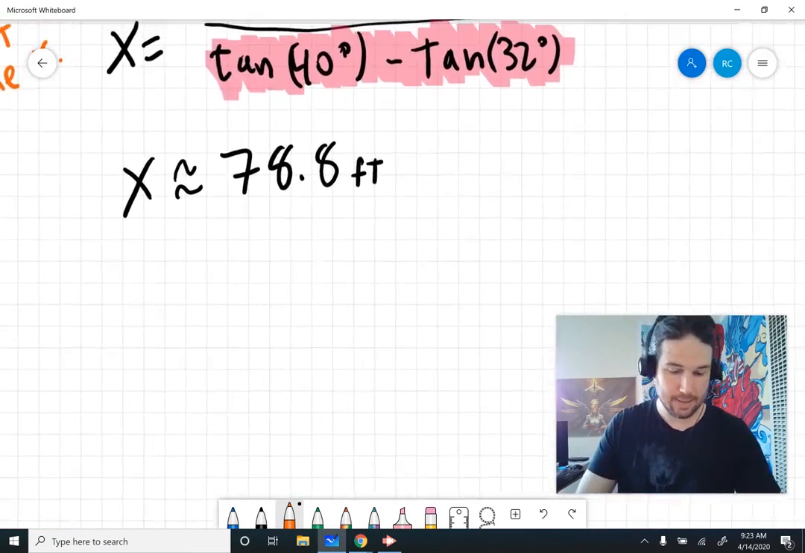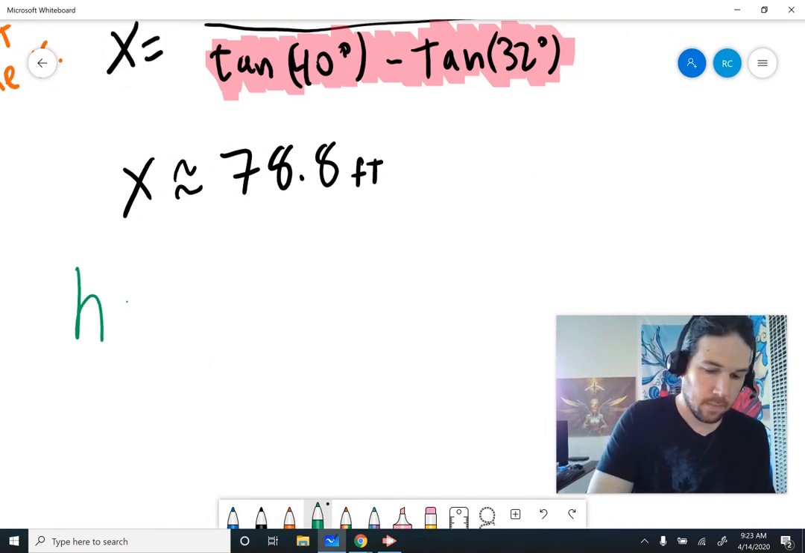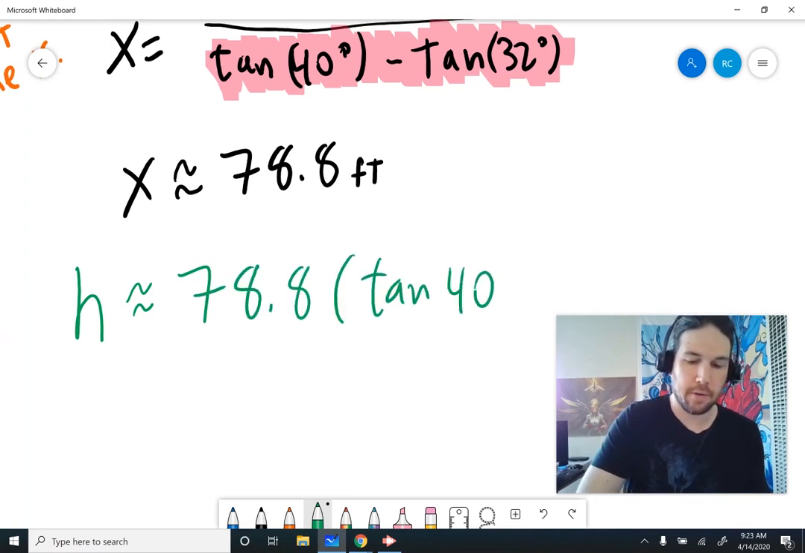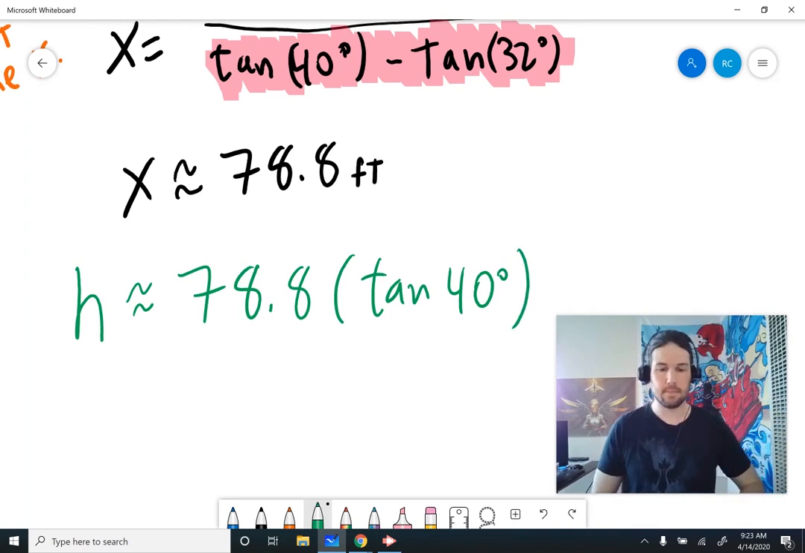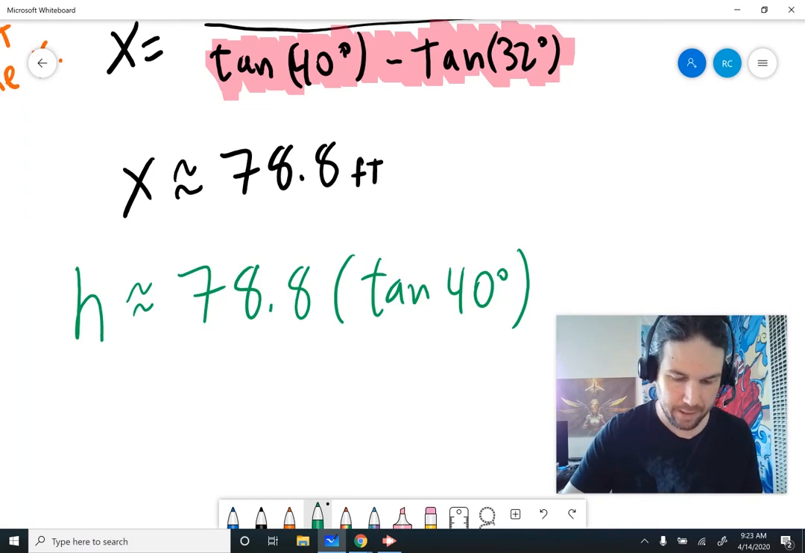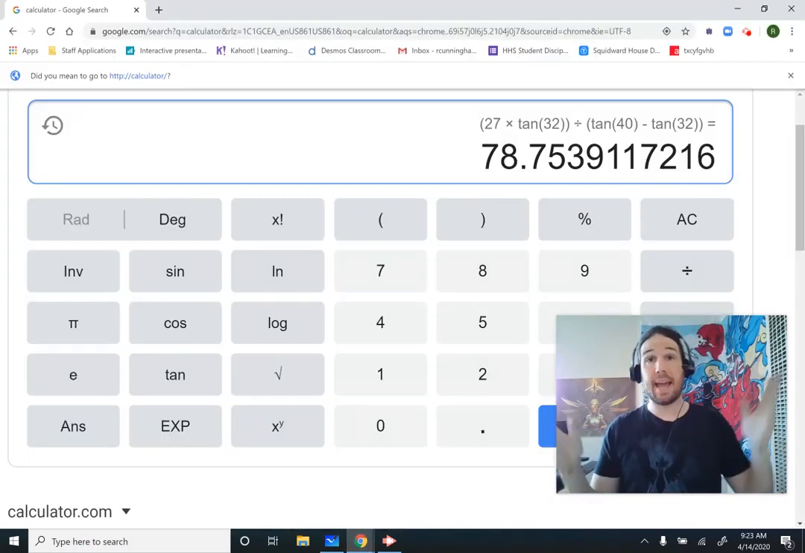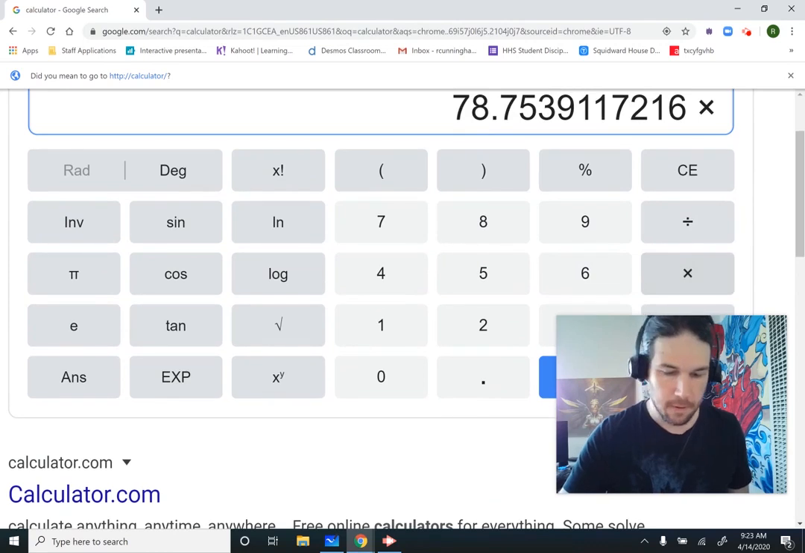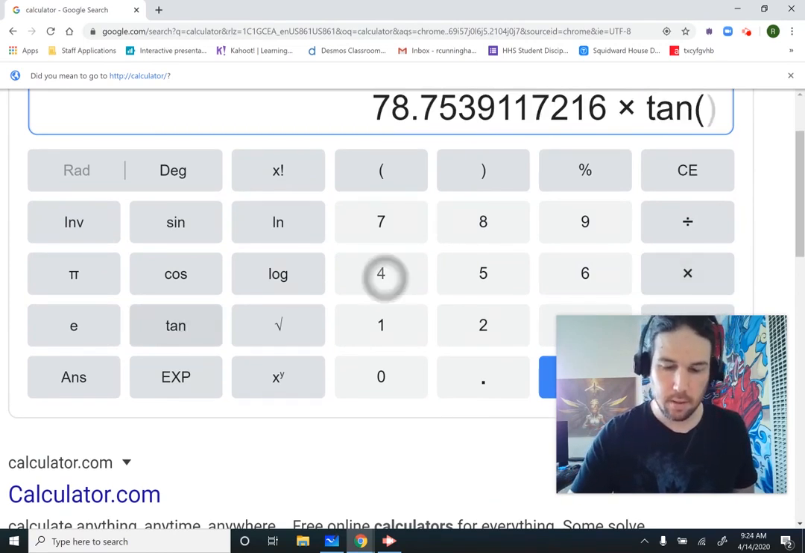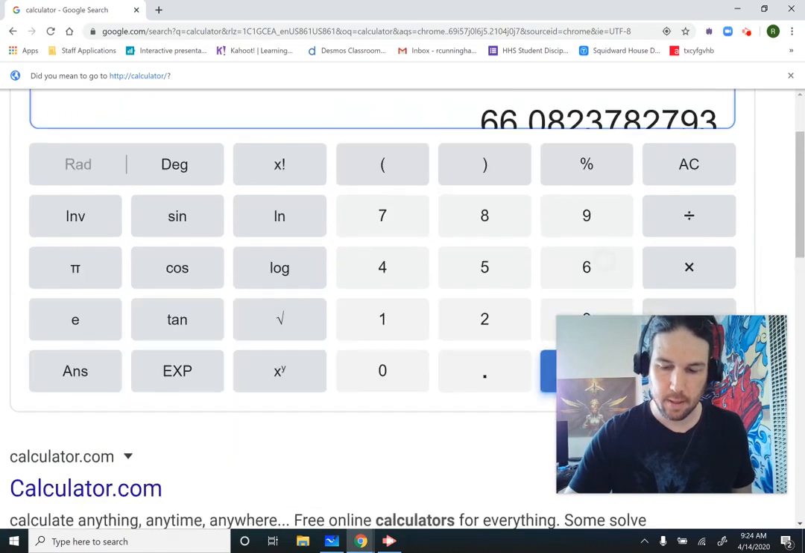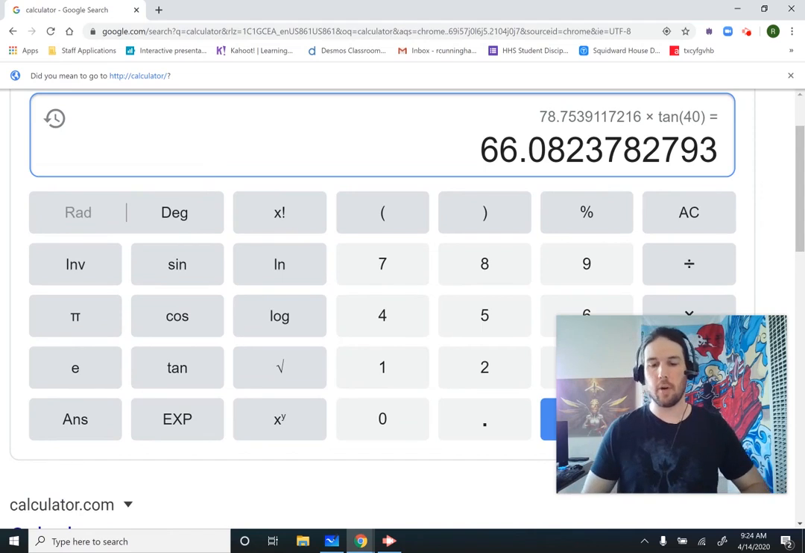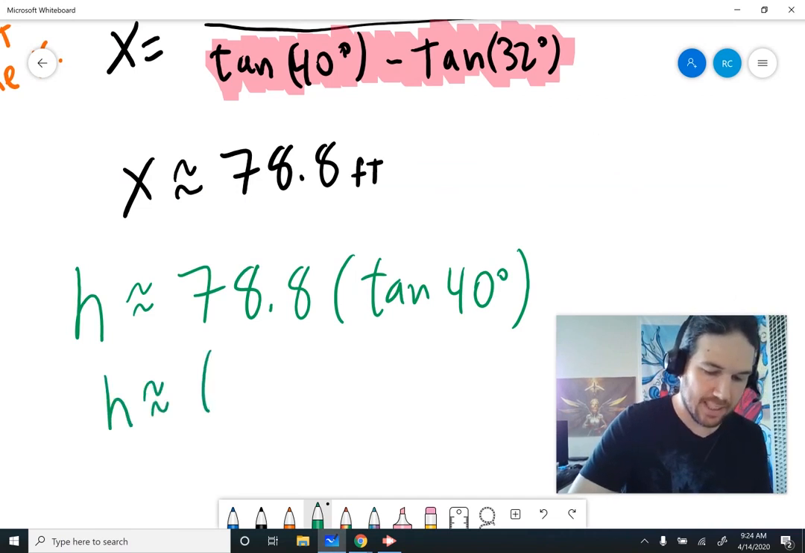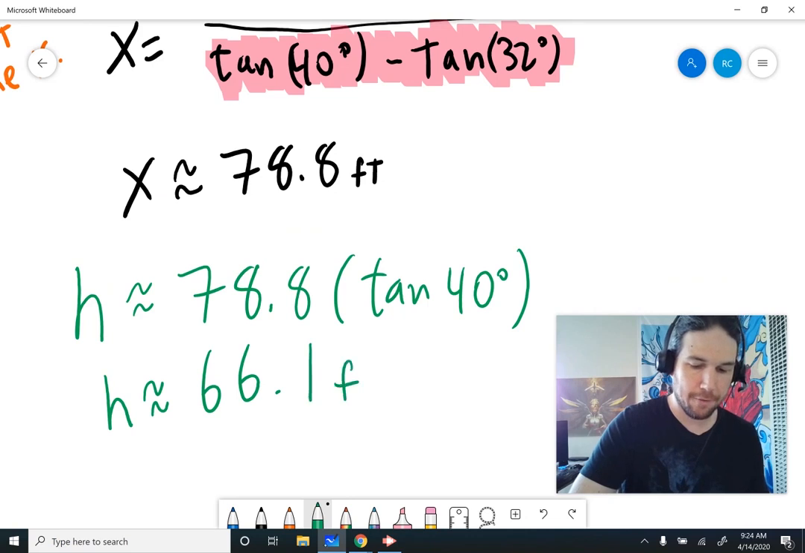So we're going to say that h is approximately equal to 78.8 times the tangent of 40 degrees to find the height. Okay, back over to the calculator. Oh, hey, look, I already have the exact answer on here, so I'm just going to take that existing answer. I'm going to say times tangent of 40 degrees, end parentheses, equals 66.08 feet. So I get h is approximately equal to 66.1 feet.